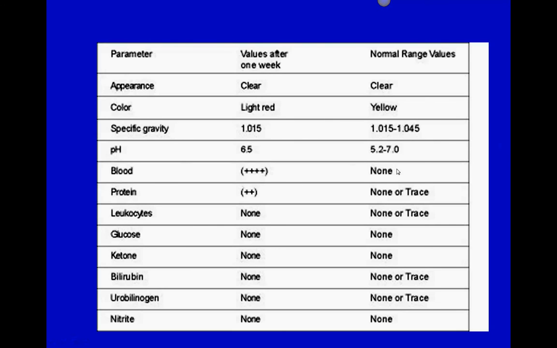Normally you should have no blood in your urine. You shouldn't have any protein in your urine. This person had 4+, and that's the maximum amount they're going to record here. 4+ means there was a lot of blood. Well, that makes sense. Their urine was light red too.